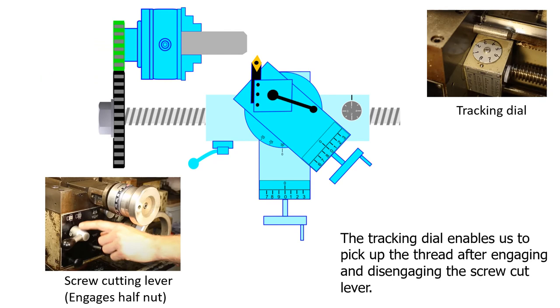The screw cutting lever engages the half nuts connecting the carriage to the lead screw. The tracking dial enables the operator to engage the screw cutting lever at the correct moment, ensuring the correct synchronization between cuts.